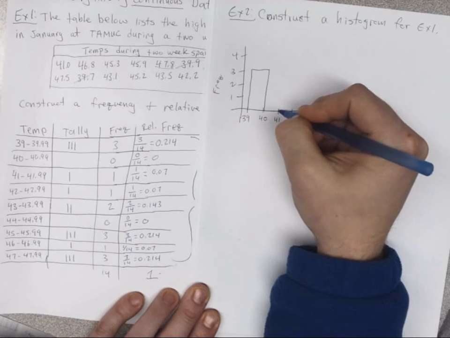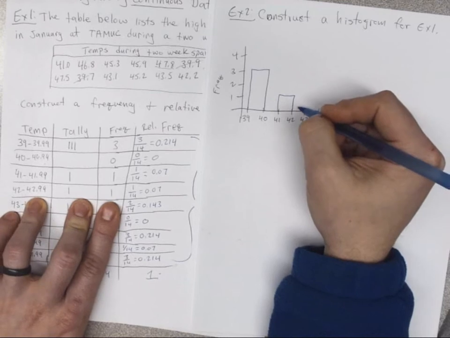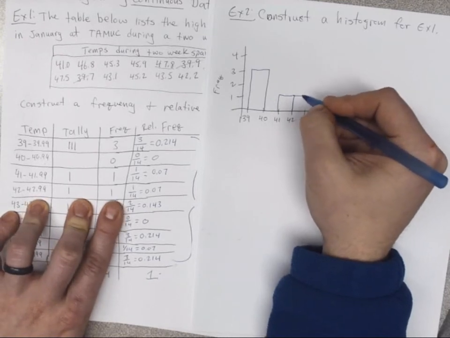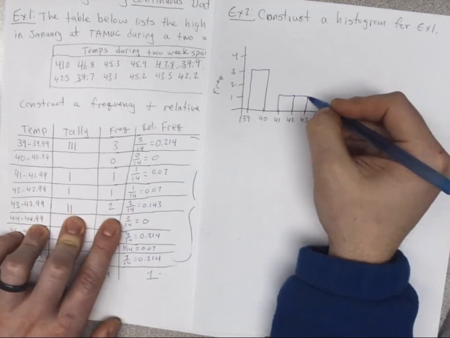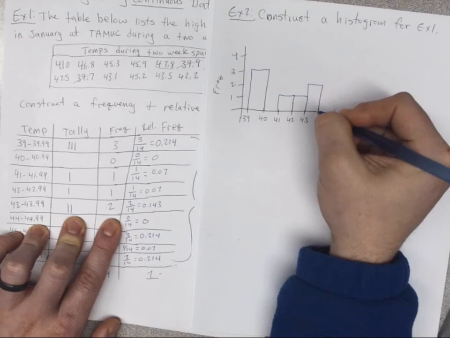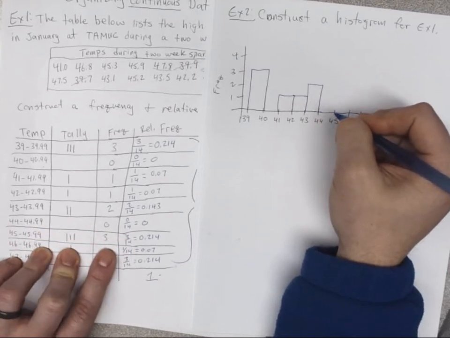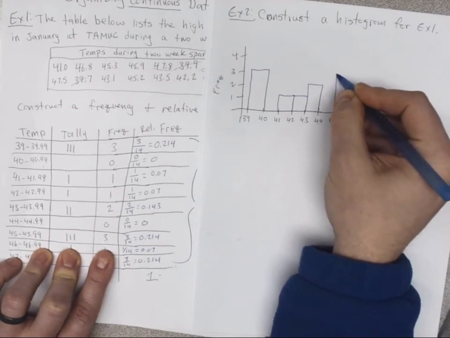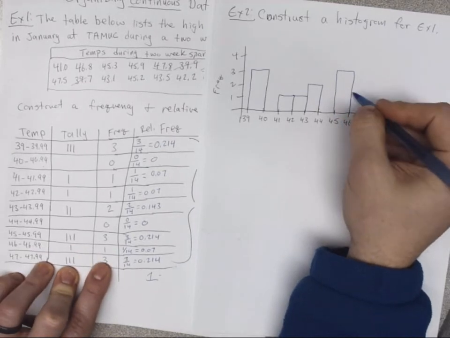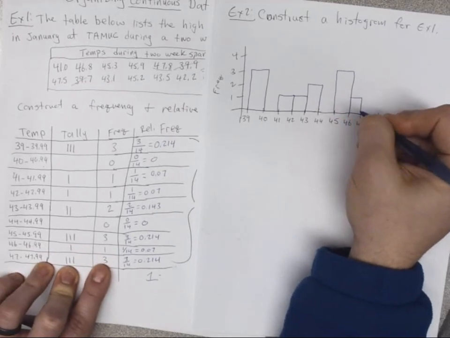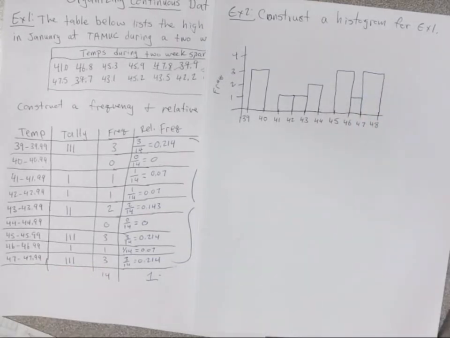Then we'll pick back up at 41, and it happened once. And then 42 to 42.99 was once, so it's just like this. 43 to 43.99 happened twice. 44 to 44.99 was 0. And then the 45 to 45.99 was 3. 46 to 46.99 was 1. And the last one was 3. And that's how you'll do that.